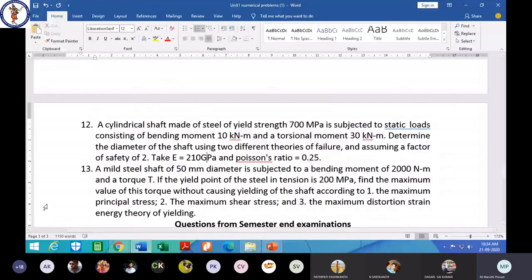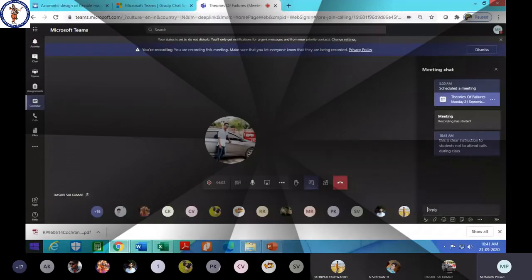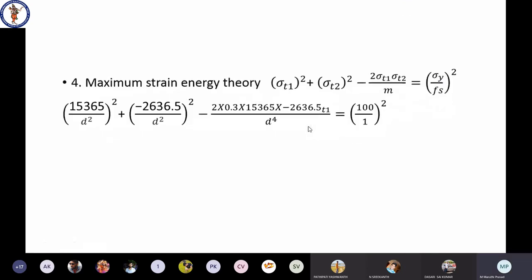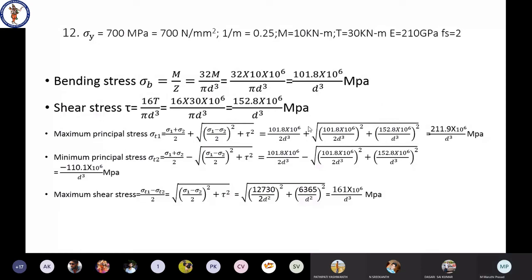Start your solution. So whoever finished the solution, you can go for answers here. So the data given for you is sigma y is 700 megapascal, Poisson's ratio 0.25, bending moment 10 kilonewton meter, torque 30 kilonewton meter, Young's modulus 210 gigapascal, factor of safety is 2.